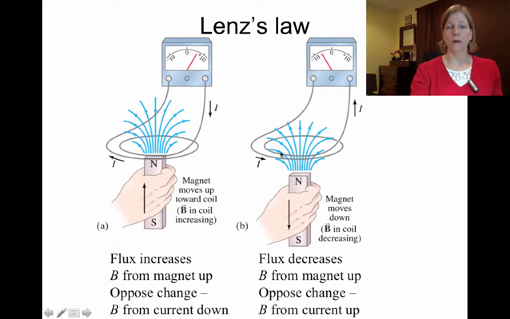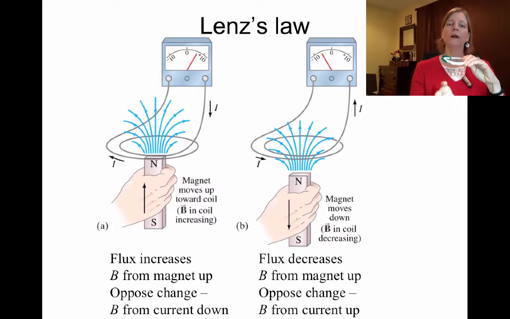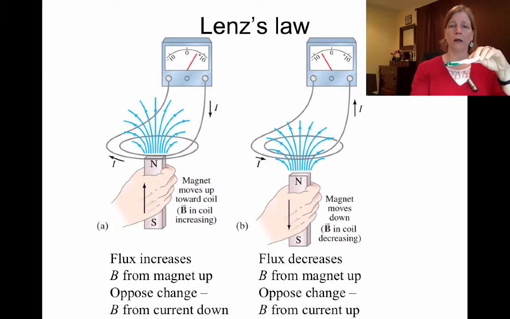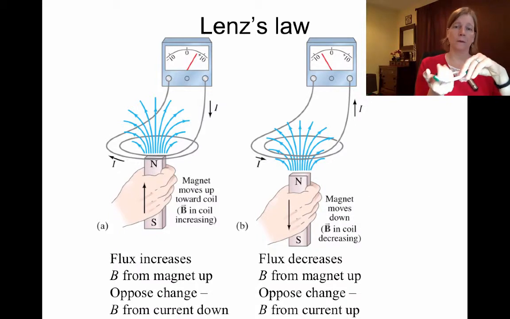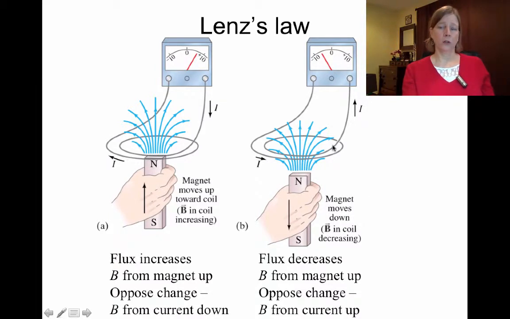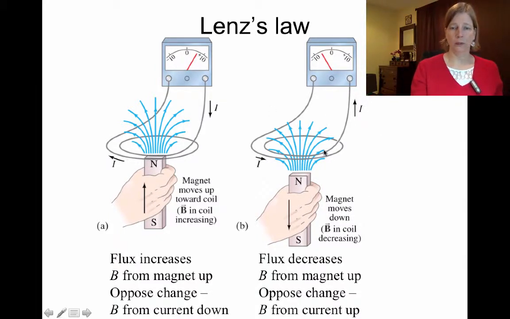from the loop of wire, now we have a decrease in the magnetic field through the loop of wire. So the flux is decreasing, and the magnetic field is still pointing upward. If we're going to oppose the change, if we have less magnetic field going up through the loop of wire, to oppose that change we need more magnetic field going up through the loop of wire. So the induced current will have a magnetic field that goes up through the loop of wire. That would be a current, when viewed from above, that is going counterclockwise, as shown here.